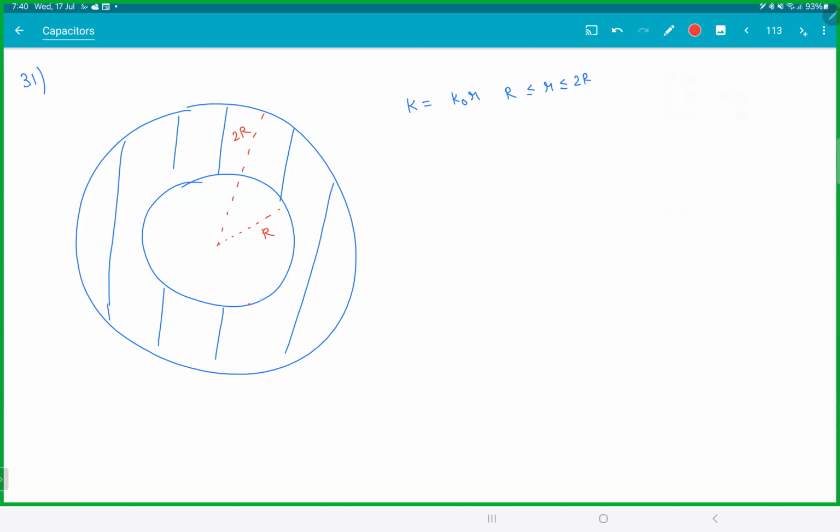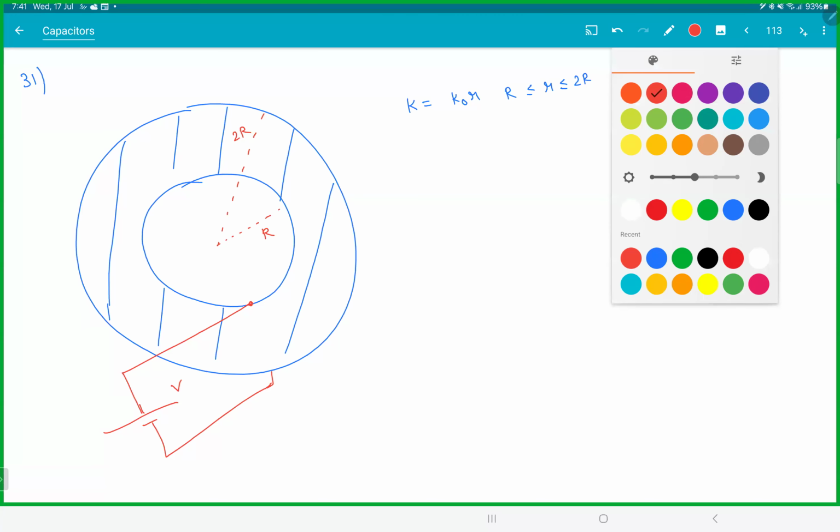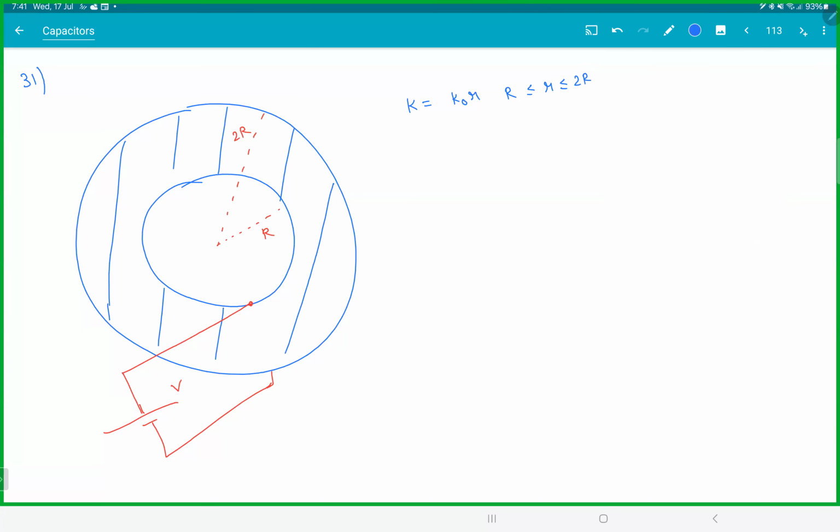And you are connecting the battery between the inner surface and outer surface. So let's say somehow I connected it. The battery is connected between the inside and the outside surface, and the outer surface is grounded. So I'm making this basically zero potential. Means the entire outer surface is grounded.